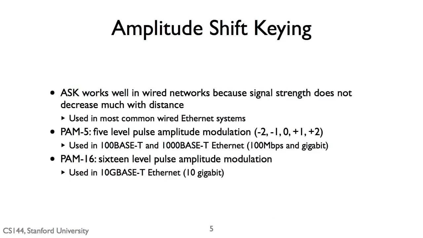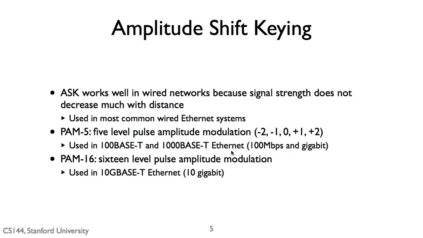So amplitude shift keying turns out to be very commonly used, especially in wired networks. And the reason is that when you have a wire, your medium is controlled. The signal you put on one side decreases a little bit on the other side, but not by very much. Wires do not have a lot of resistance. That's why we use them to carry power. And so amplitude shift keying is commonly used in wired systems just because it's very simple and it works great. So most common wired Ethernet today uses amplitude shift keying.